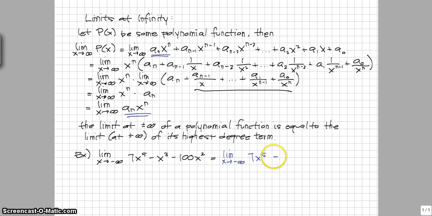So then we think about what happens if we raise a number that's approaching negative infinity to an odd power. That means it would still be approaching negative infinity, and then multiplying by positive 7. Positive times a negative means it would still be approaching negative infinity. So our answer here is that the limit as x approaches negative infinity of 7x to the fifth minus x cubed minus 100x squared is negative infinity.